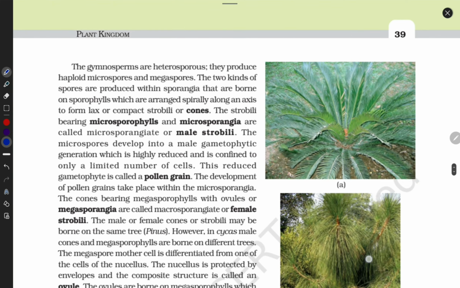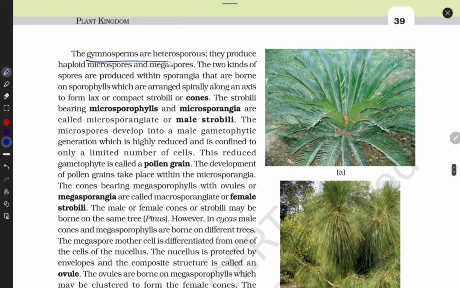Now gymnosperms are heterosporous, meaning their spore size is not equal. They produce microspores and they produce megaspores. Megaspore in future, what do they form? They form the female spore. And microspore, what is the future of microspore? They make the male spore. Clear?